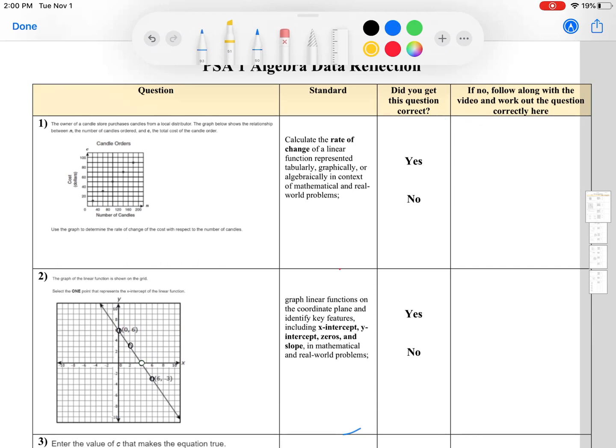the correct answer. So in number 1, if you got number 1 wrong, what we have is the word rate of change. So rate of change is another word for slope. The slope formula is my change in y, that's y2 minus y1, over my change in x, which is x2 minus x1. So I want to see how much this graph is rising, changing the y's, over running, which means changing the x's. So the first thing that we need is 2 points to be able to figure out the change in y over the change in x.